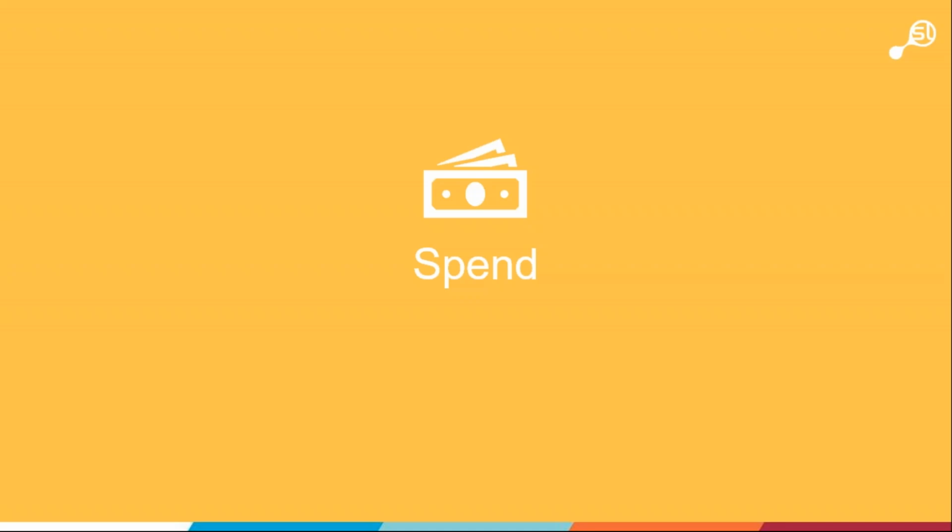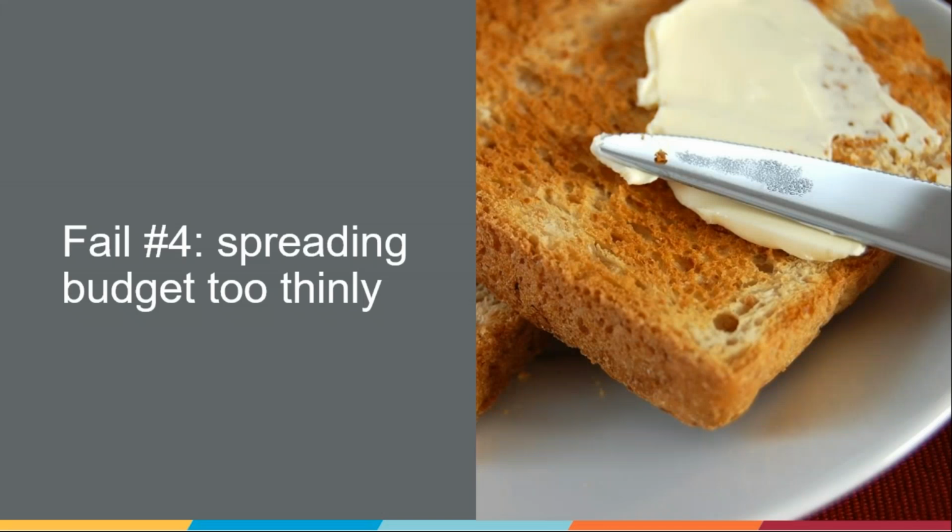Moving on to spend now, this is all about the way that your budget is distributed across markets on a digital scale. Unfortunately, this is slightly related to the market entry fail about trying too much at once, but what we see all too often is companies spending a little bit here and a little bit there, and yet they have massive teams behind their parent site, whether that be the UK or the US. So spreading budget too thinly is the fourth fail on the list today.